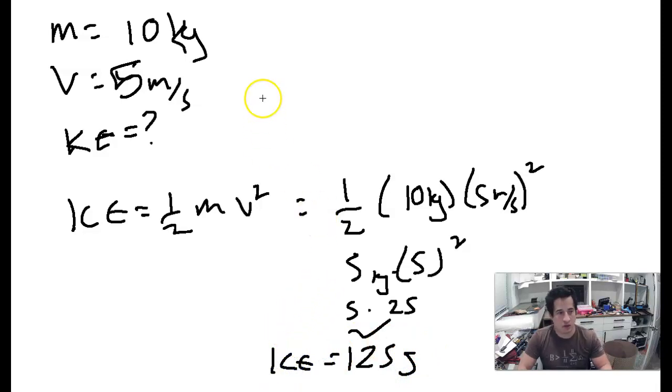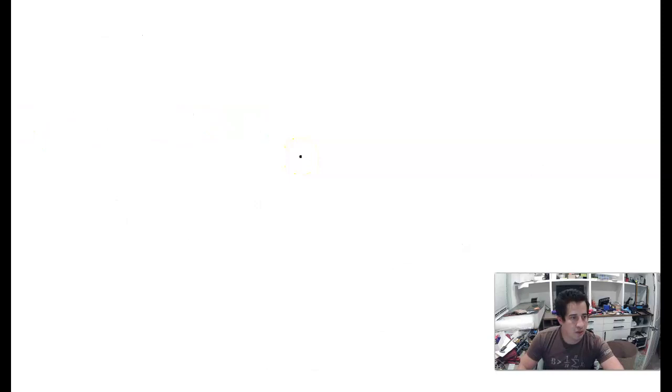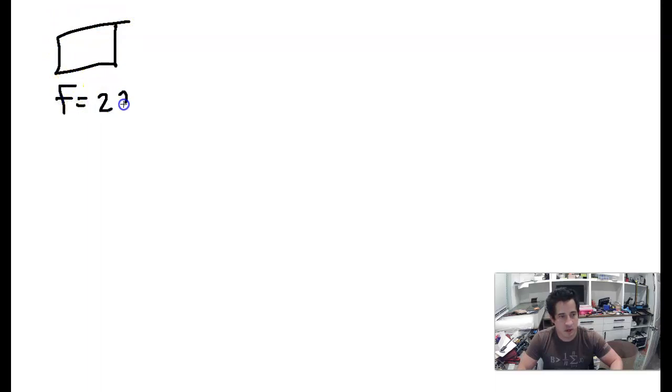Okay, and so we could also solve for the mass if we wanted to, but hopefully you get the idea of how this works. Okay, the next thing we'll look at is how to now analyze a problem where work is being done. So let's say we have an object. We're going to apply a force of 20 newtons on it, and we're going to push it a distance of 3 meters, and let's say this object has a mass of 7 kilograms.